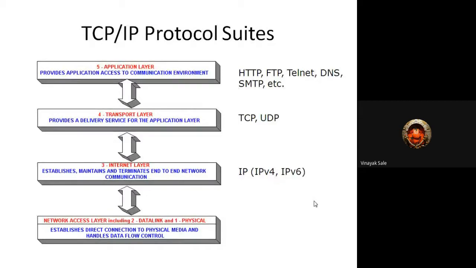Then third is the transport layer, which provides delivery service for the application layer. For the transport layer, there are two protocols, TCP and UDP. And the fourth layer is the application layer, which provides applications access to the communication environment. For this application layer, the protocols are HTTP, FTP, Telnet, DNS, SMTP, etc. These protocols are used in the application layer. See this figure carefully.